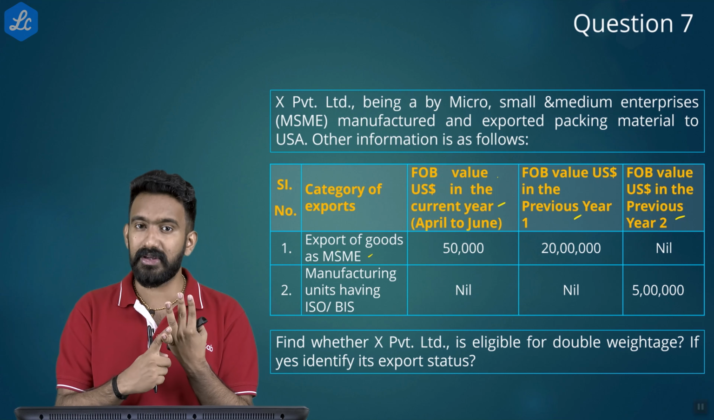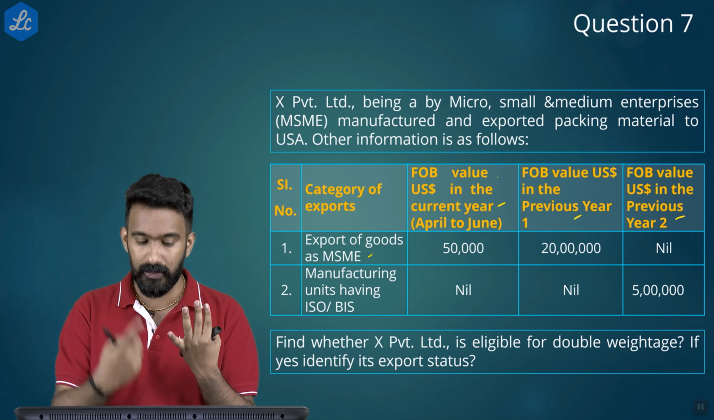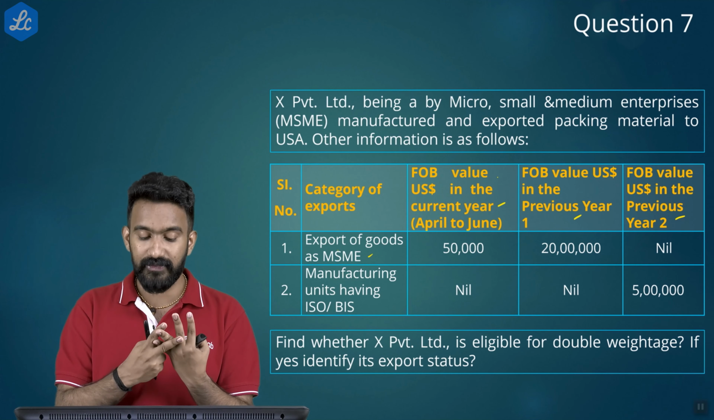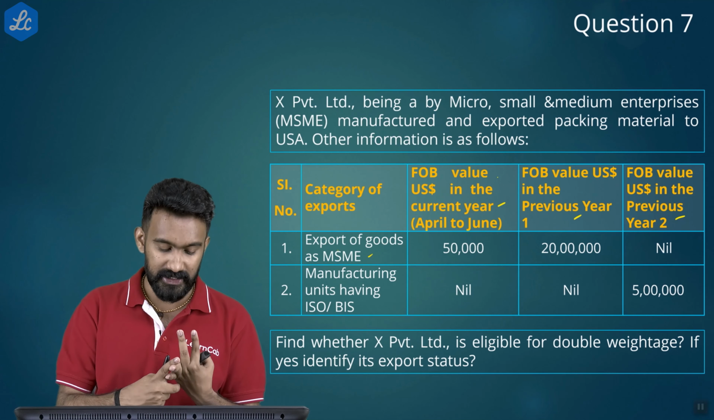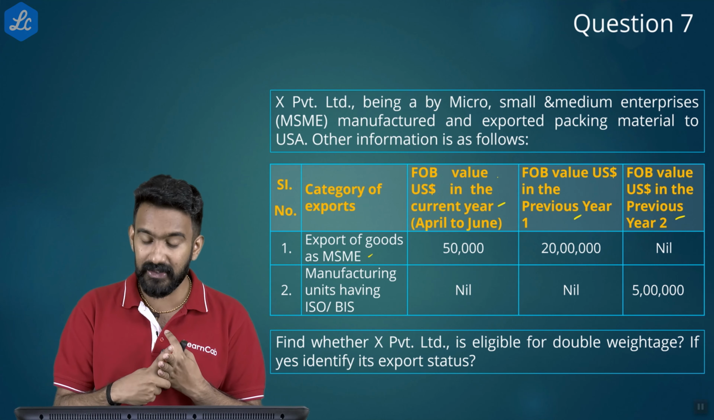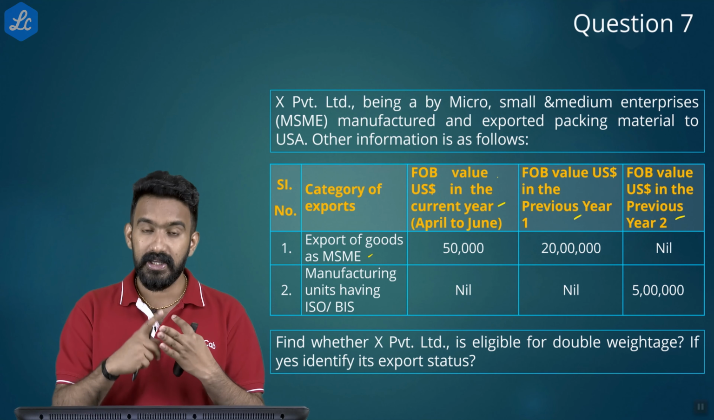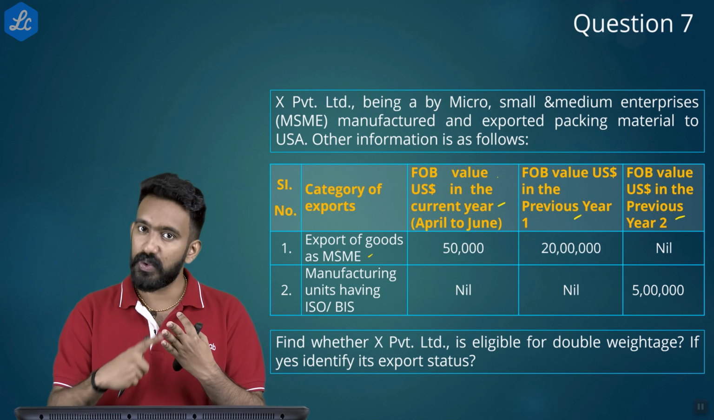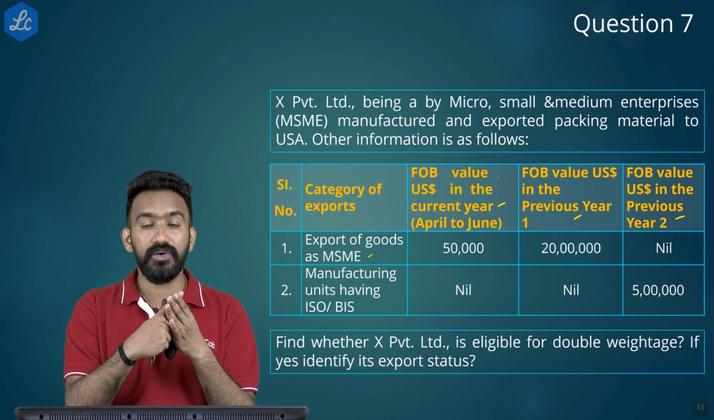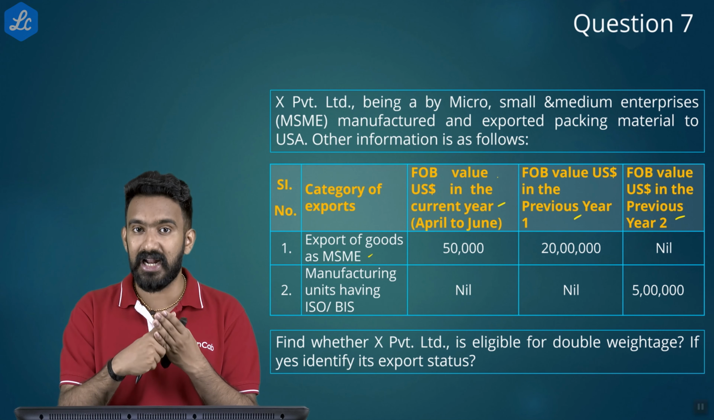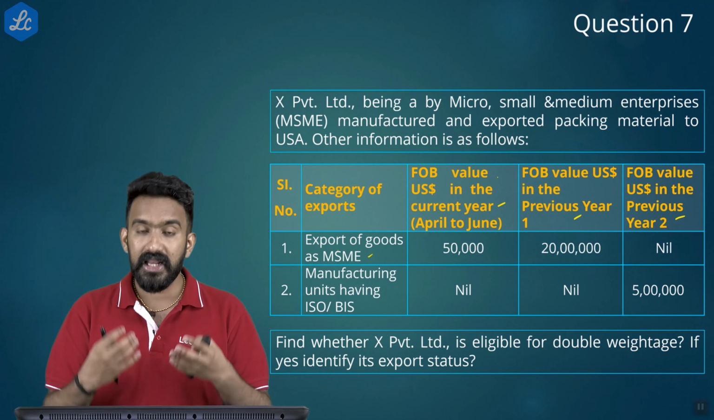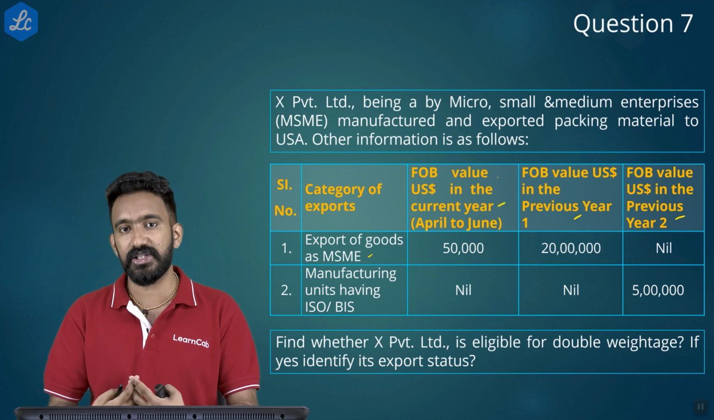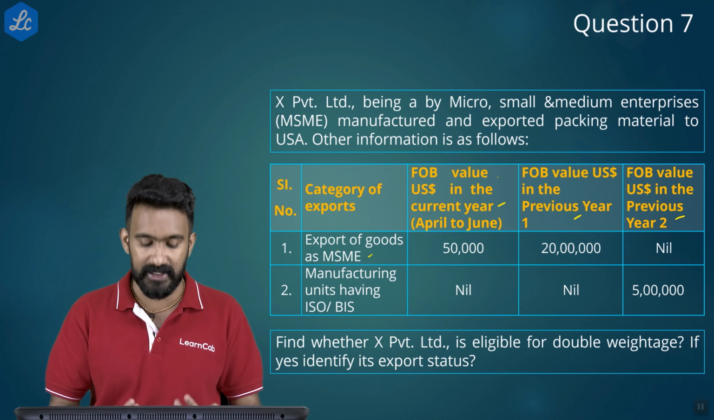One, as an MSME, whatever export you have done, you get a double weightage. If there is a manufacturer holding ISO, BIS, they can be given double weightage. Any export that is happening from Northeast states, Sikkim and Jammu and Kashmir will get a double weightage. Now, if there is an export done by an agro export zone, there also you will get double weightage. In this particular question, we are discussing those cases of double weightage.